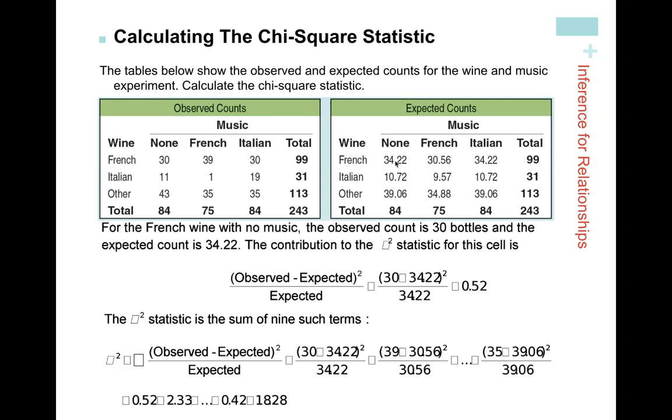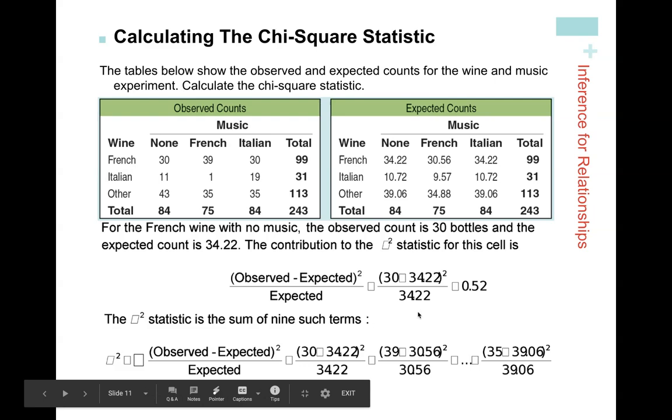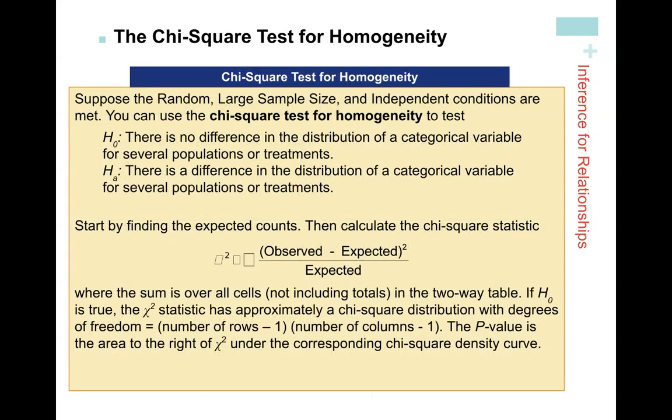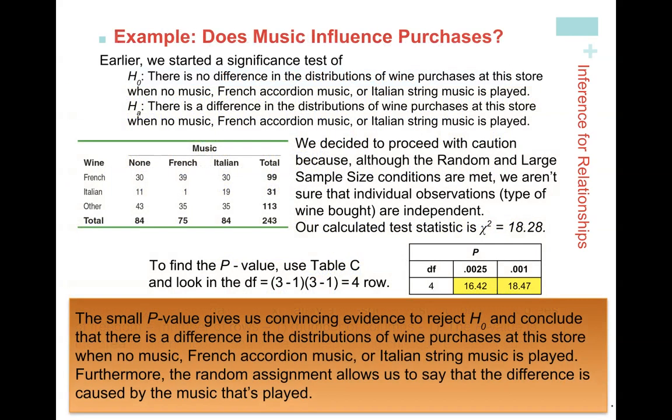Then for each one of these, you can calculate the contribution to the chi-square test statistic. So here's 30, the observed, minus 34.22. Obviously you get a negative number, negative 4.22, but then you square that and divide it by the expected. That gives you 0.52. That's the amount that this particular cell contributed to the chi-square test statistic. You do that for each one of these 9, then you add all those contributions together and you get the total chi-square statistic. So that's how you get the chi-square test statistic.